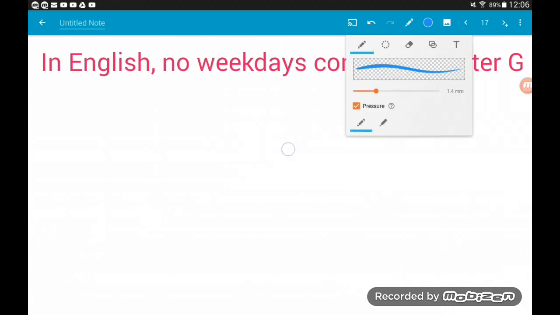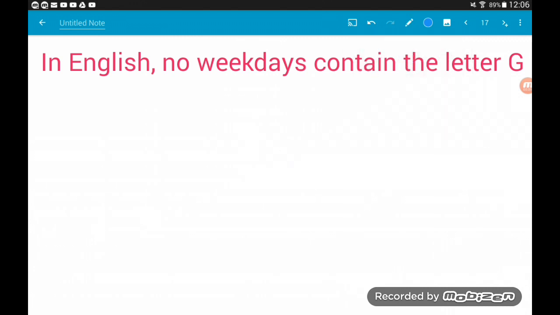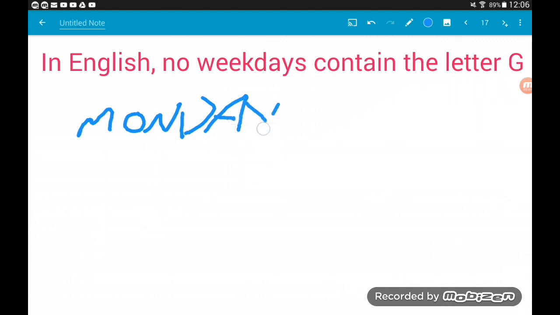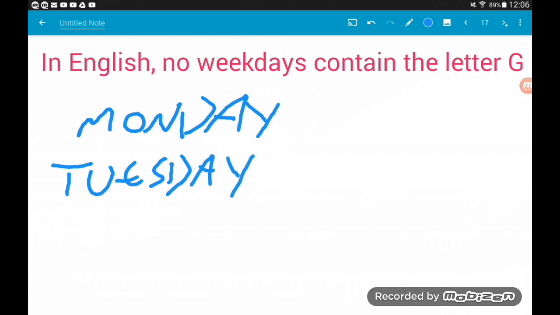Oh, I've not got our pen out. Okay, secondly, now that we've got our pen, the first day of the week is Monday. Now there's no G in Monday, so Monday works. Then we got Tuesday. Then we got Wednesday.